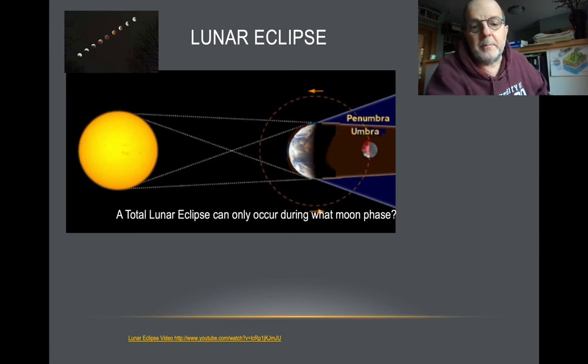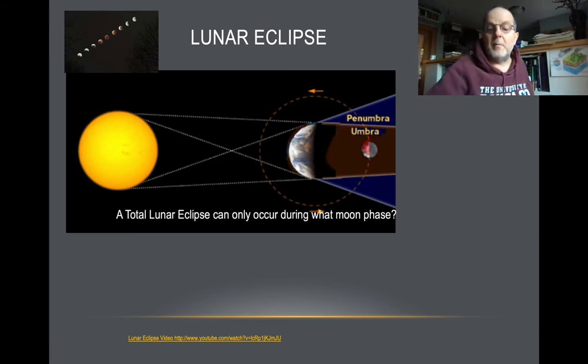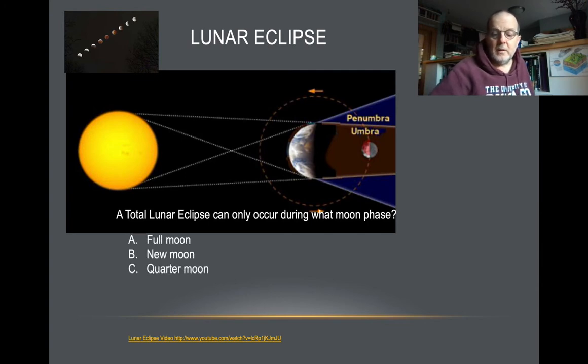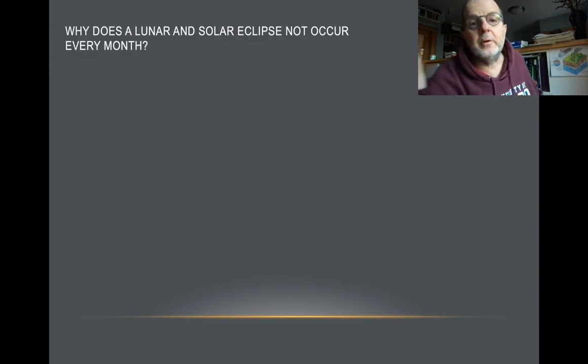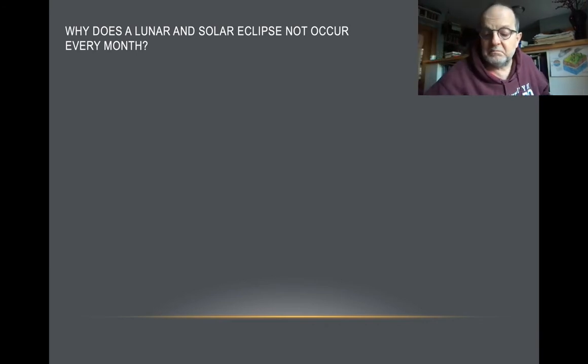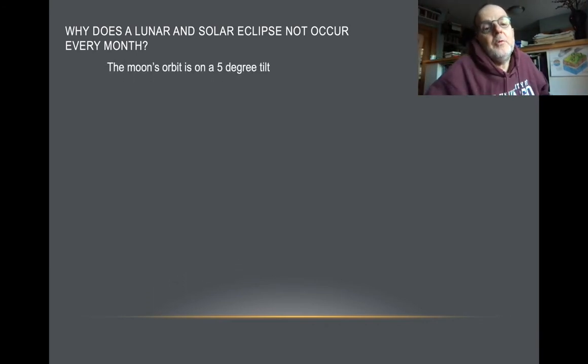A total lunar eclipse can only occur during what moon phase? Full, new, or quarter? Well, the answer is the full moon. Why does a solar or lunar eclipse not occur every month? Because of the moon's orbit tilted to the plane of the ecliptic by 5 degrees.